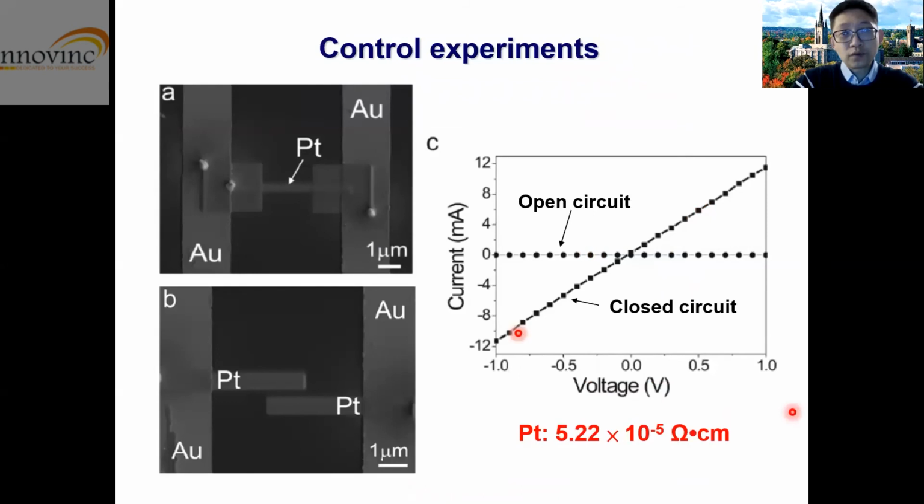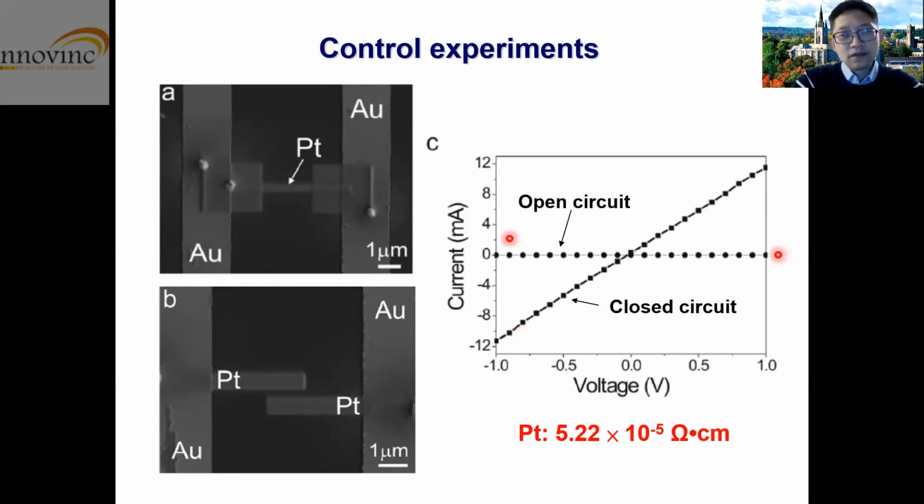So we also do a control experiment. People may argue the conductivity is due to the metal deposition in this E-beam deposition. So we do this control experiment. What we did is we cut the bacterial nanowire using the e-beam and then make it an open circuit.